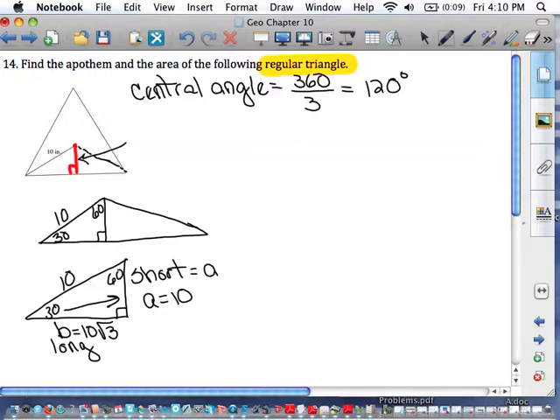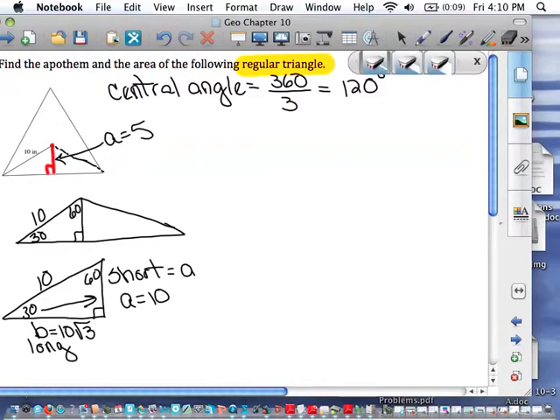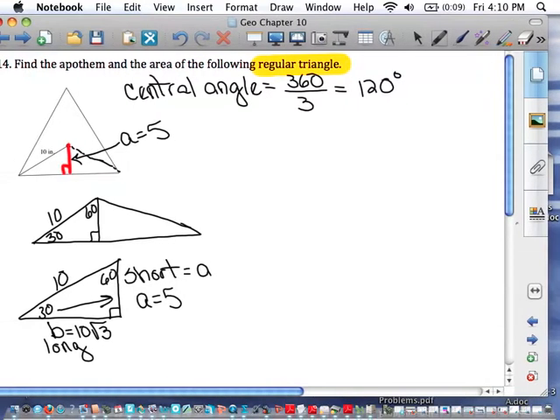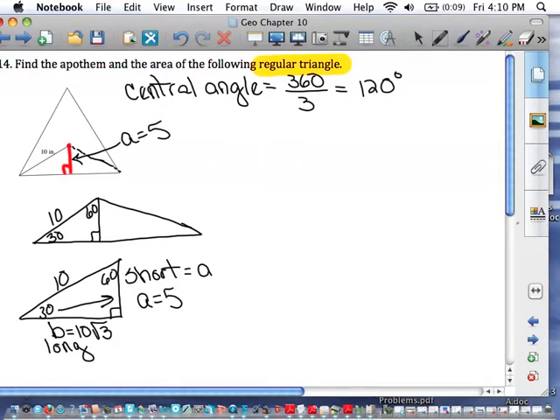I have the apothem, which is 5. I'm sorry, I wrote that as 10. We need to fix that. It's late, I'm a little tired. Sorry, that's 5 because it is half of 10. So make sure you make that correction. So I have the apothem, which is 5.